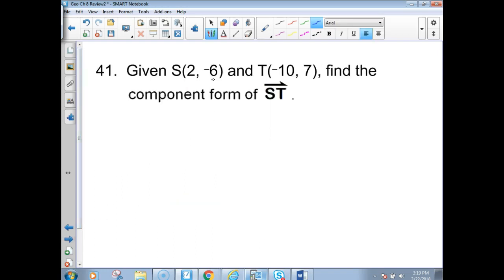Okay, 40. If you're given these 2 points, find the component form of ST. It says ST, which means T is your second point. Your first point is the S. You want to subtract. So we're going to do -10 minus 2 and 7 minus -6.